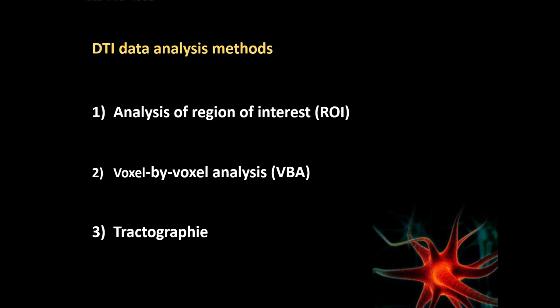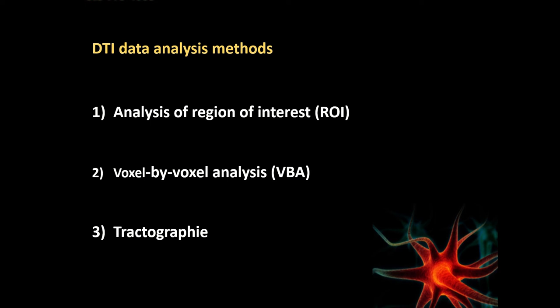There are different types of diffusion tensor imaging data analysis methods. Among these methods, we cite analysis of region of interest, which is based on the extraction of information like fractional anisotropy, mean diffusivity, radial diffusivity, and axial diffusivity in an area of the brain. This method depends on the position and the size of the ROI and needs a knowledge of anatomy and a priori hypothesis.